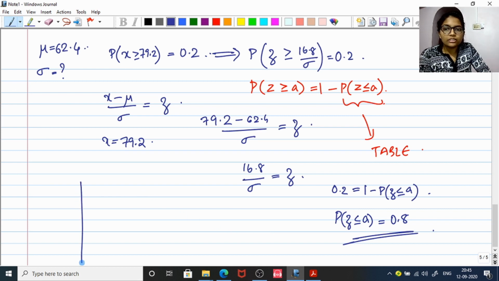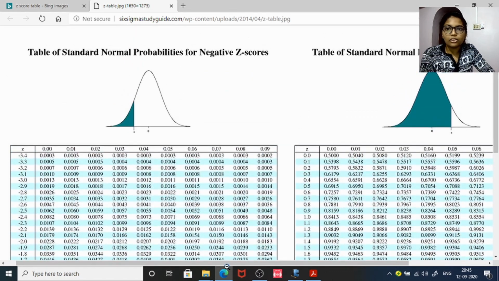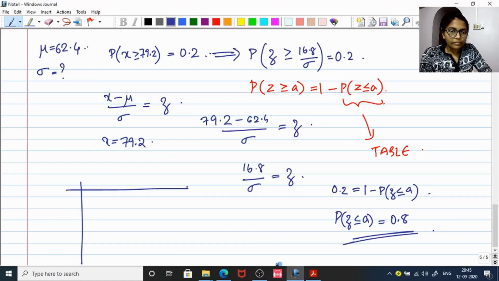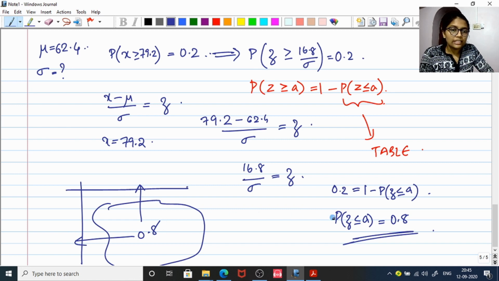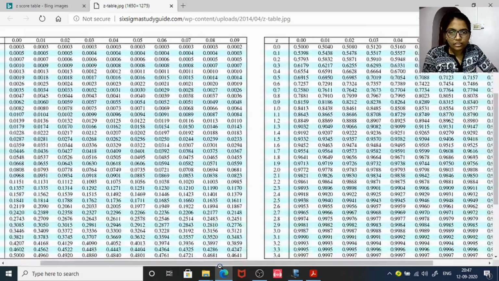Now, how to use this table? Hope you know this chart. I have downloaded the standard normal probabilities. Along this axis you will have Z values. The first row and first column are for Z values, and inside the table you will find the probabilities. Here our probability is 0.8. So somewhere in this table you will have the 0.8 value, and you have to take the corresponding Z value from these two parts, and then you will get the value A. Let us check. First we need to find where the 0.8 comes.